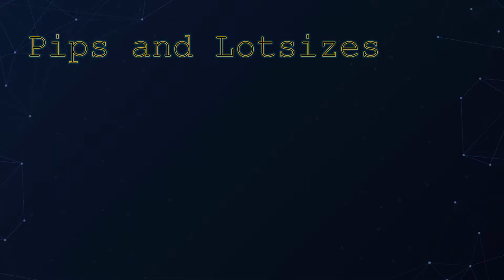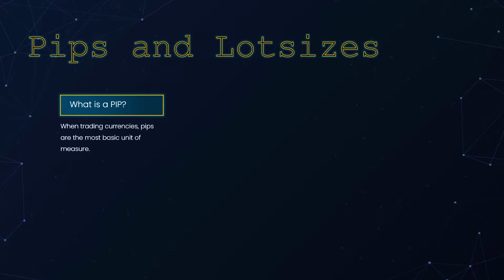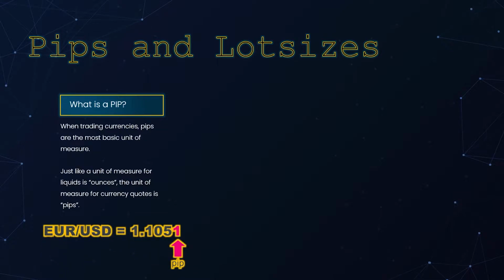What is a pip? It's one of the most used words in forex trading, and once you know what they are, the more you have of it, the happier you'll be. When trading currencies, pips are the most basic unit of measure. Just like a unit of measure for liquids is ounces, the unit of measure for currency quotes is pips. Take a look at the image below.